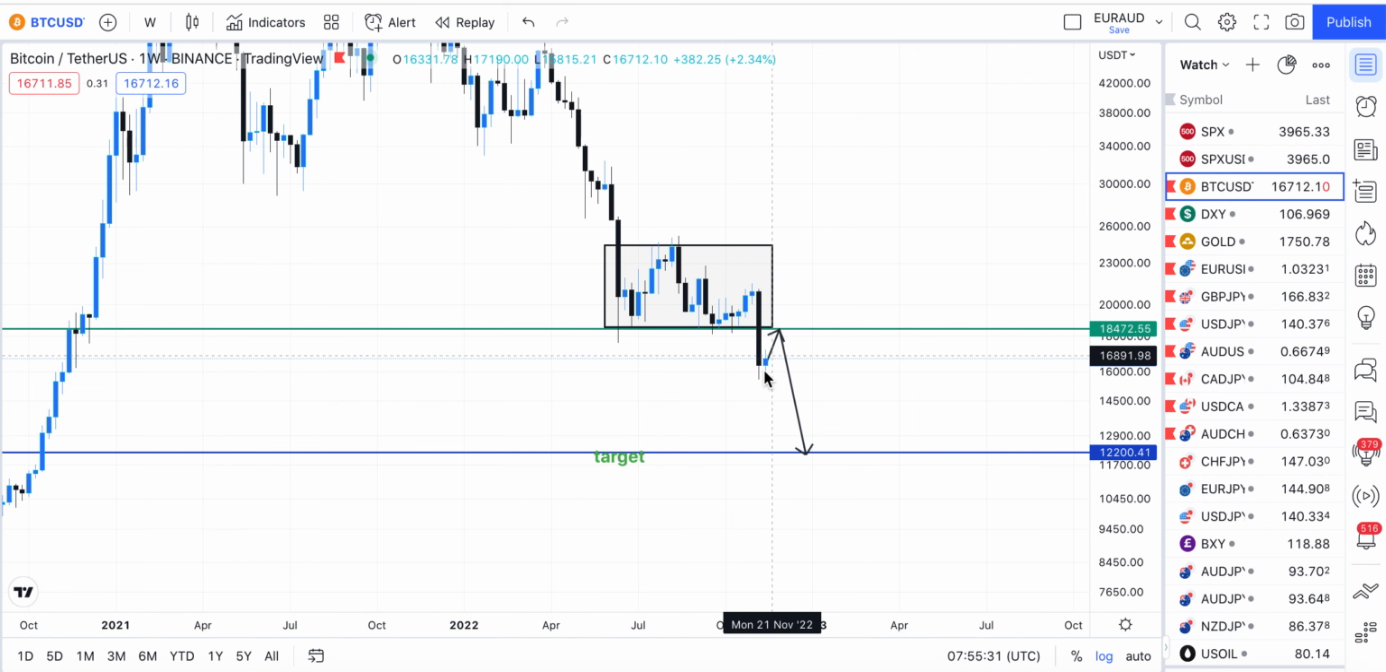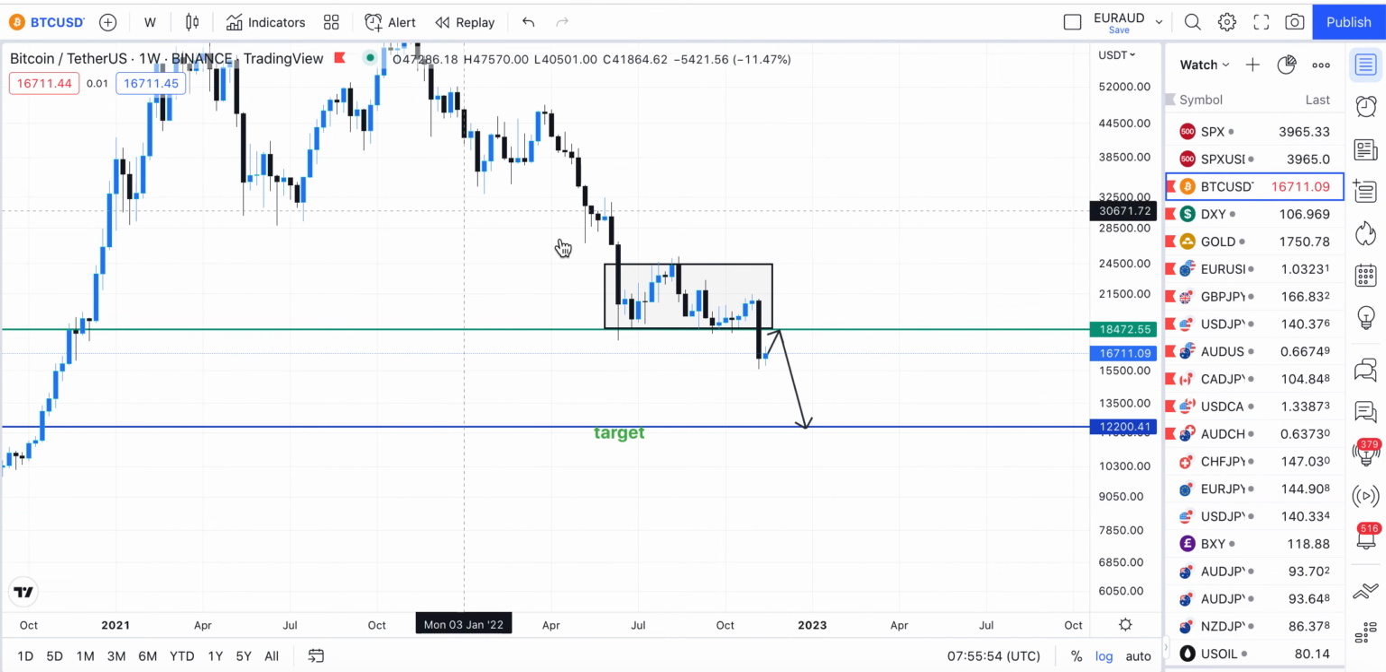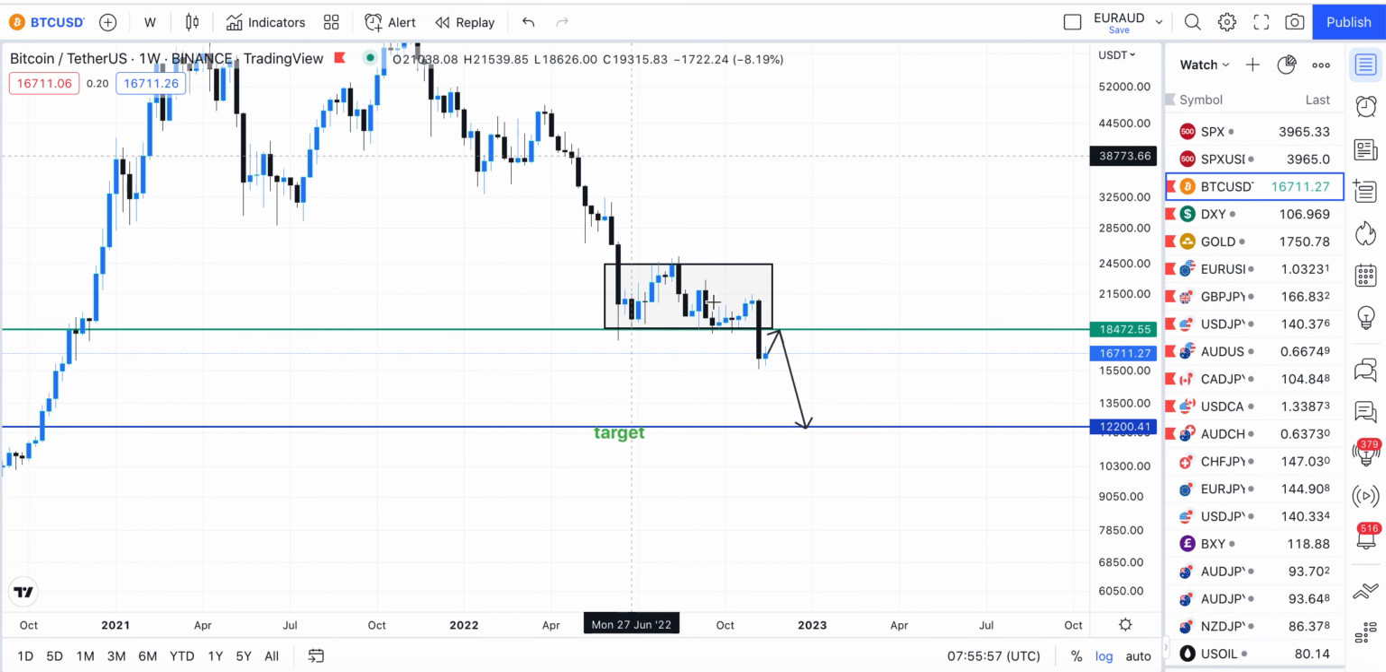We might not have a retracement, we might just have a rejection straight, because this candle is very strong. As you can see, the momentum of this weekly candle is high, so we might not even have a retracement, then we'll just have a rejection direct to 12,000. So that is my analysis this week.